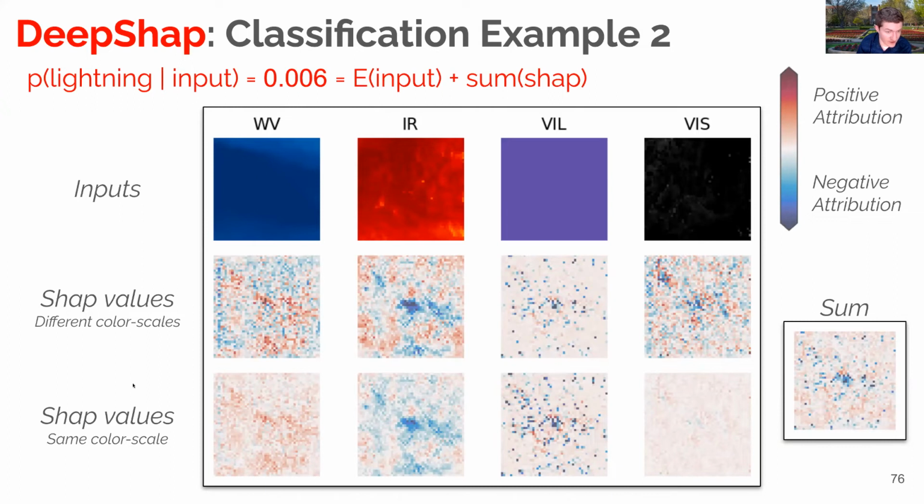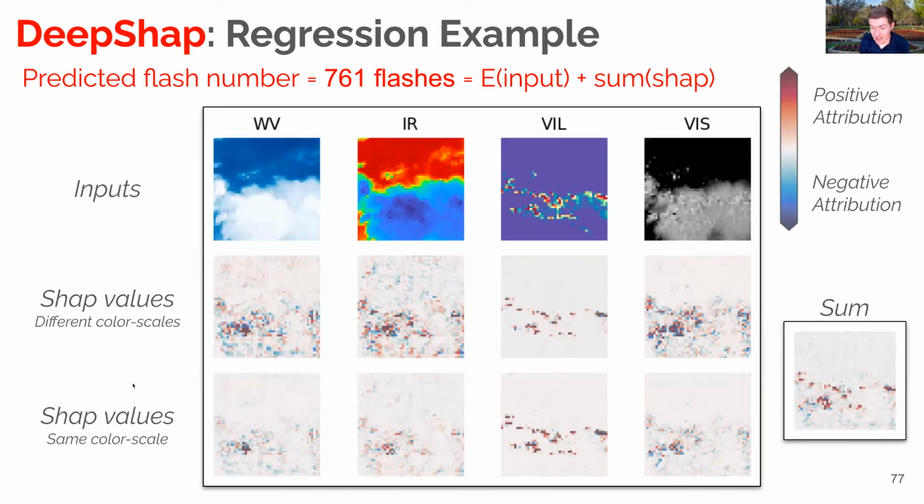If we step to the regression task, you'll see, like we were seeing in the gradient methods, that there's a bit more information coming from outside of the VIL. But again, it's mainly reliant on the radar prediction, the vertically integrated liquid, despite the single pass permutation importance saying that the infrared parameter was the most important. So it's an interesting result of conflicting values.